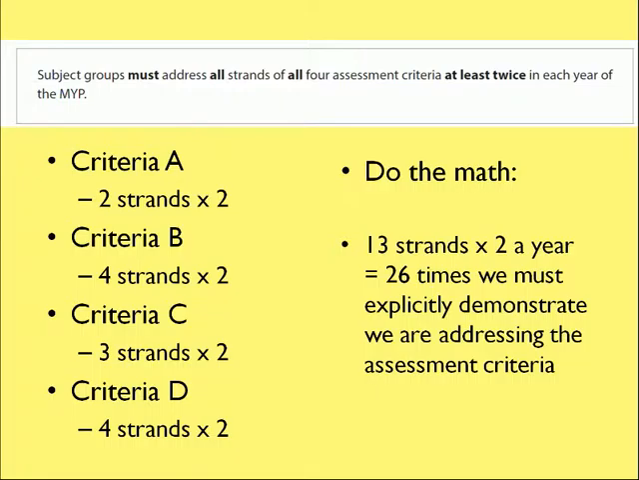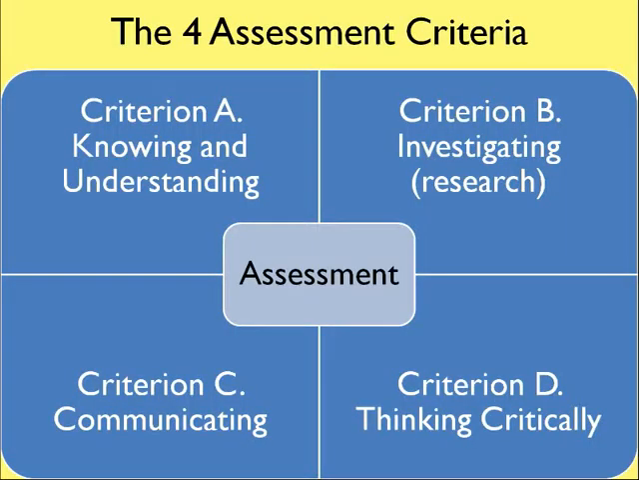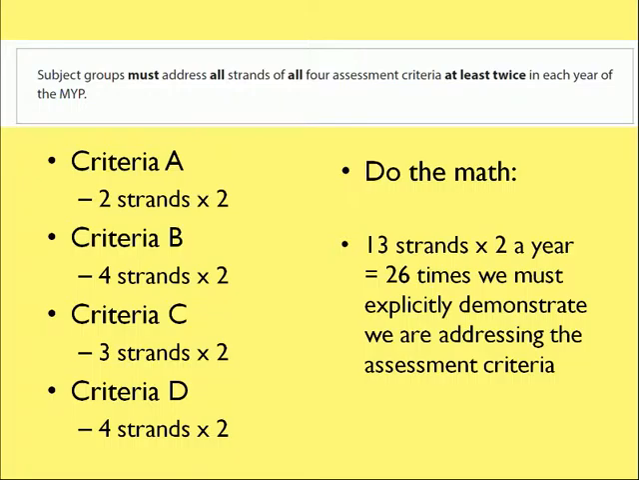Subject groups must address all the strands of all four assessment criteria at least twice in a school year. Those four criteria, or assessment areas, are these ones here, and each one has a number of different strands. Criteria A has two, and we have to demonstrate each of them twice. Criteria B, the research investigation, has four areas, and each one has to be done twice, and so on. If you do the math, there are 13 different strands, and we have to demonstrate each twice, so that's 26 times that we have to add this in.